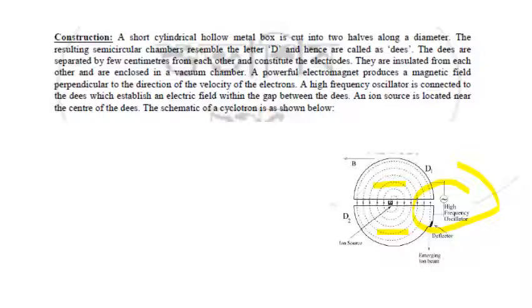An ion source is located near the center of the Ds. The schematic is shown here. If you want to see the ion source, I am circling this. This is here inside this circle, the ion source. Now the ion will be initiated from here, then will rotate in this. As the energy is gained, it will move to a bigger circle, then bigger, then bigger, and finally it will deflect from here. It will come out from here.